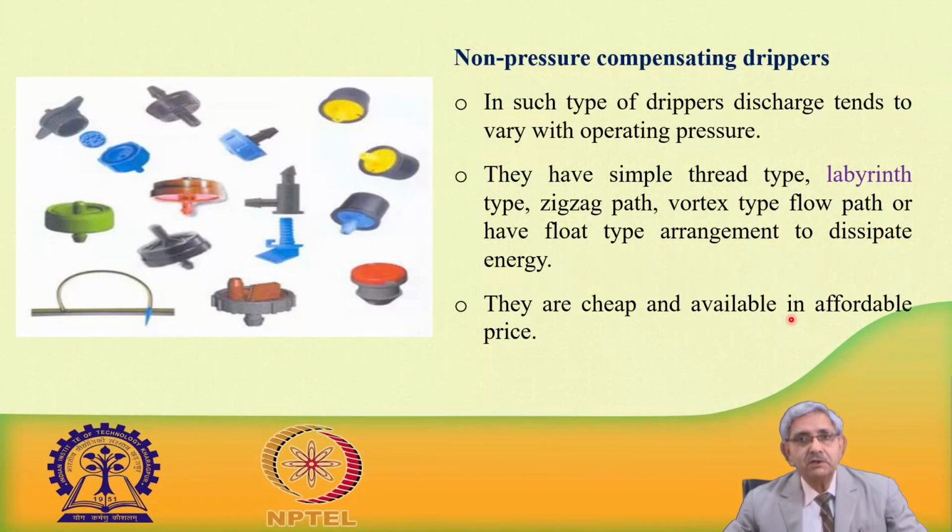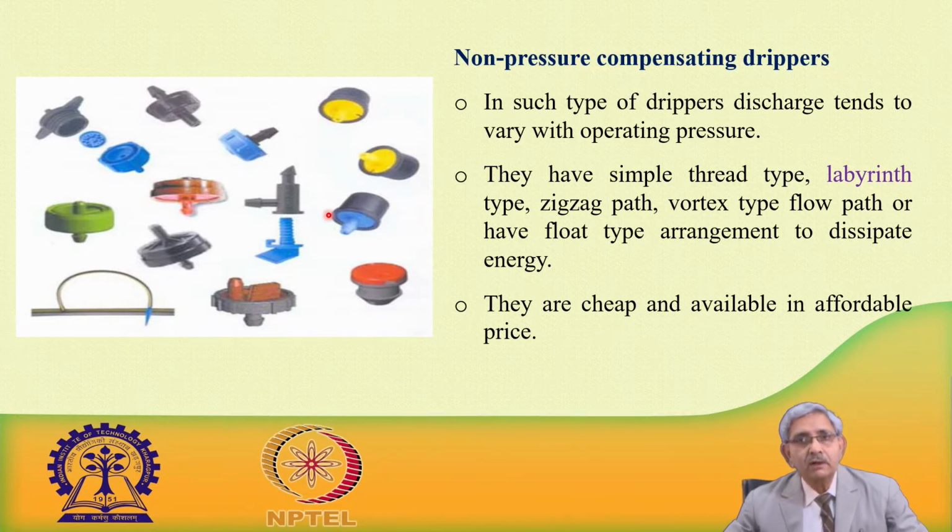Non-pressure compensating type of drippers: here you see the different types in the family of drippers. Maybe it is a button type of dripper, where the water comes out in the form you are seeing. This is one kind of dripper which we will discuss in detail. This is a three component type of dripper.